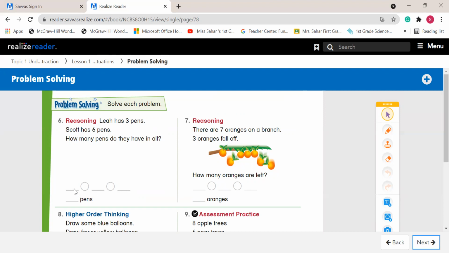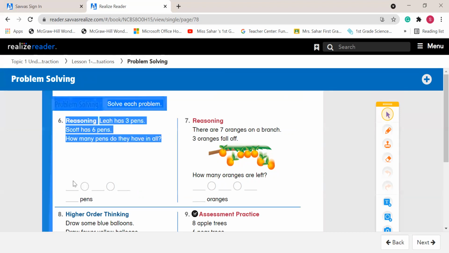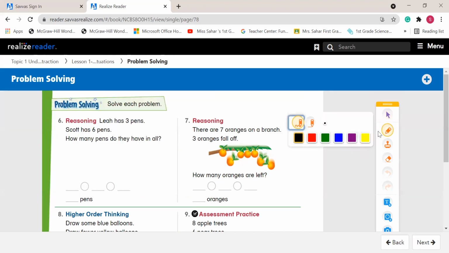That's addition. So what we're gonna do, you're gonna write 3, that's what Leah has, plus what Scott has, he has 6. So 3 plus 6 equals, and that's my equation, it's addition, 9. So together they have 9 pens. Okay, let's go for number 7.